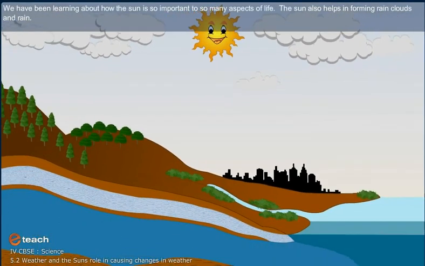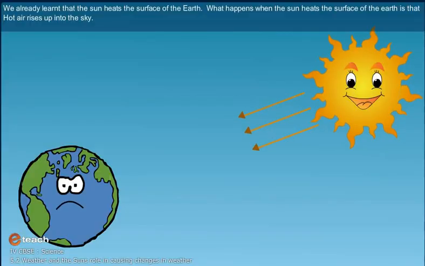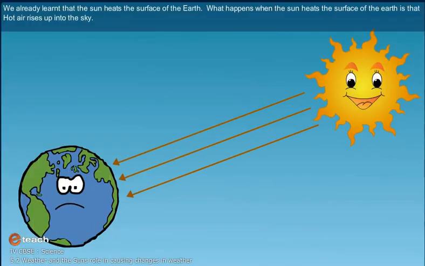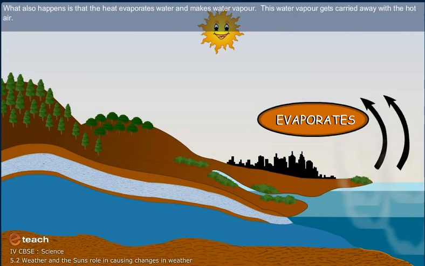We have been learning about how the sun is so important to so many aspects of life. The sun also helps in forming rain clouds and rain. We already learned that the sun heats the surface of the earth. What happens when the sun heats the surface of the earth is that hot air rises up into the sky. What also happens is that the heat evaporates water and makes water vapor. This water vapor gets carried away with the hot air.